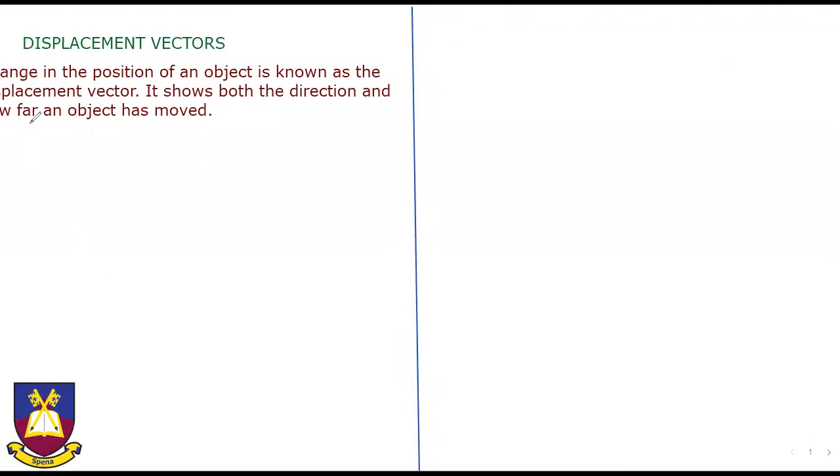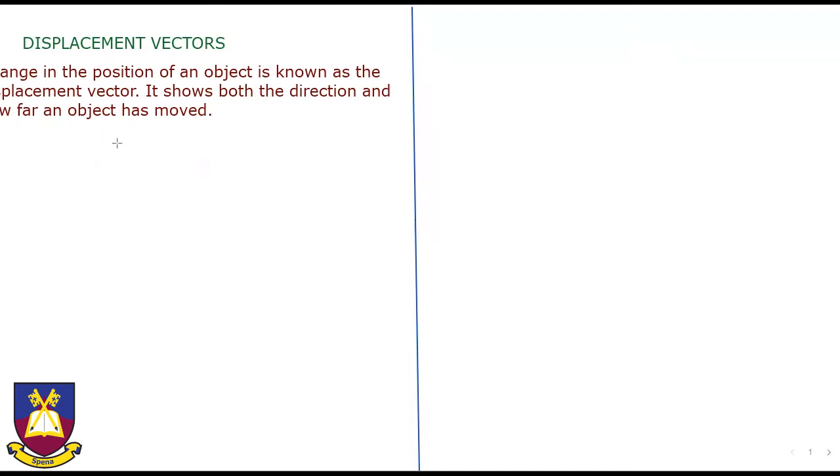In this lesson, we shall look at more concepts in vectors, and we shall start by looking at displacement vectors. The change in the position of an object is known as the displacement vector. In other words, if an object moves from a point A to a point B, then the vector which describes that movement is what we call a displacement vector. And the displacement vector shows both the direction and how far an object has moved.